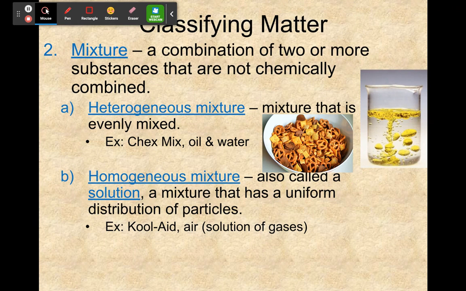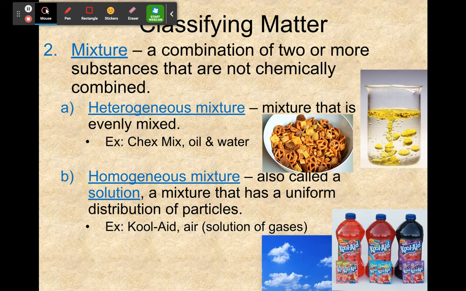So these are heterogeneous mixtures, not homogeneous. These would be homogeneous mixtures. And that is the end of Unit 1.